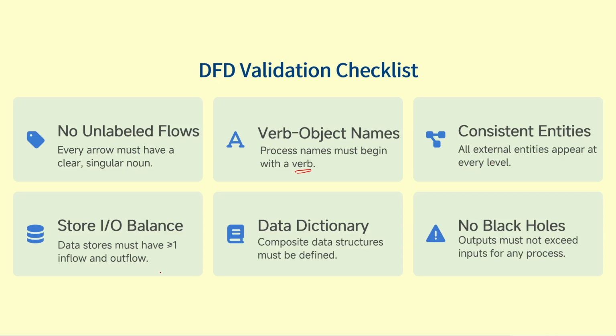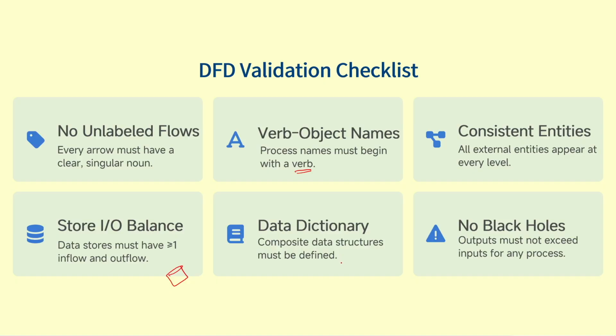Then the store I/O balance. Data stores must have at least one inflow and one outflow. It means that when you have something in the data flow in the database, there should be an interaction to add to that corresponding database and retrieve from that corresponding database. So, everything has to be at least one. One single interaction should be there either way.